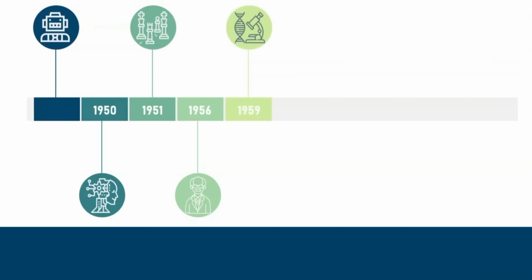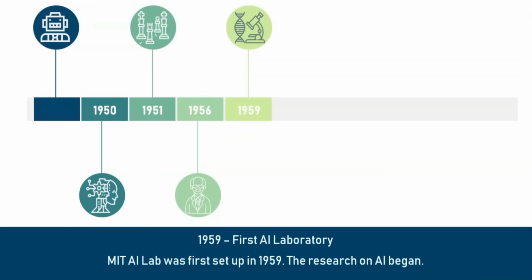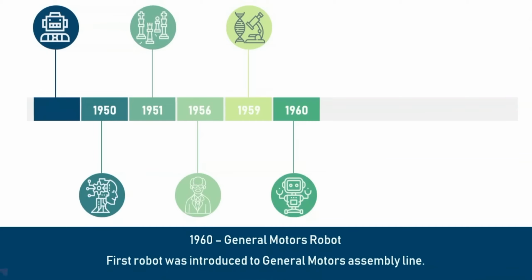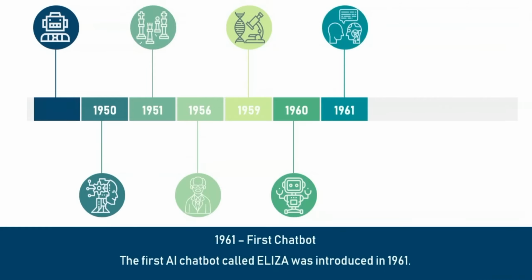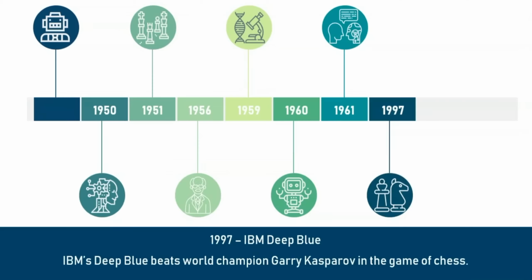Coming to the year 1959, the first AI laboratory was established. This period marked the research era for AI. So the first AI lab where research was performed is the MIT lab, which is still running till date. In 1960, the first robot was introduced to the General Motors assembly line. In 1961, the first chatbot was invented. All right, now we have Siri, we have Alexa, but in 1961 there was a chatbot known as Eliza, which was introduced.